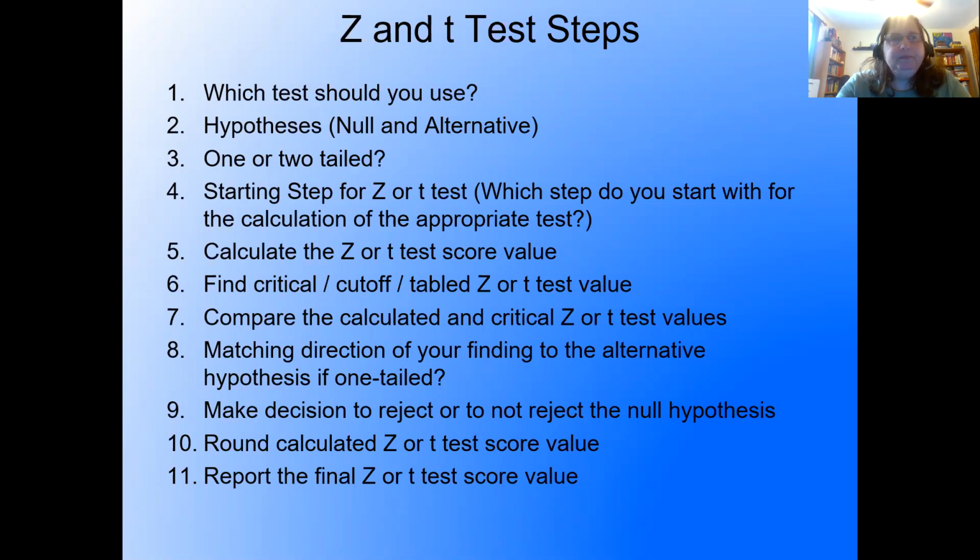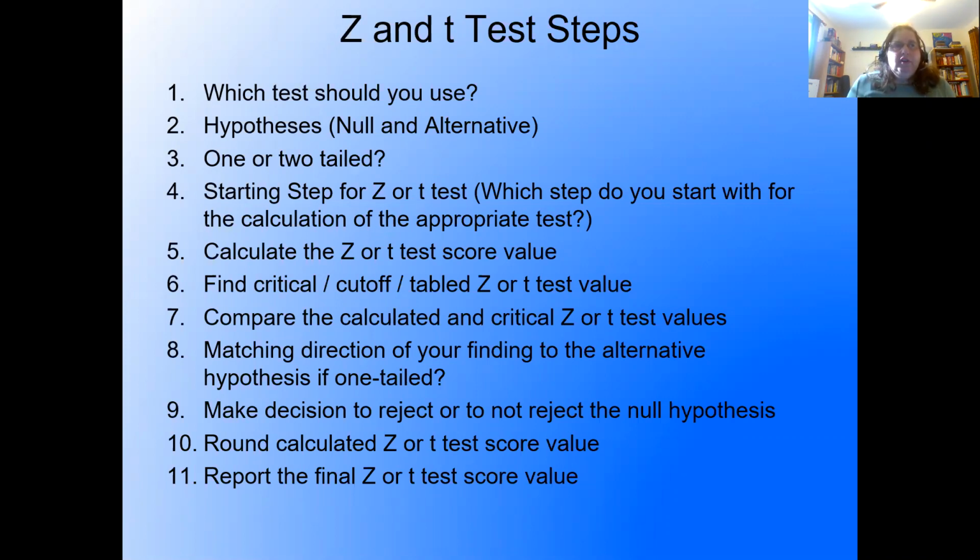So I tried to compile a list here of the different Z and T test steps. As far as you can tell, we're pretty much at the end of the Z and T tests. So what are the steps that you should take? Well, start off with which test you should use, right? Yeah, it can't go anywhere until you figure that out. Then set up your hypotheses, null and alternative, and then decide if it's one or two-tailed.